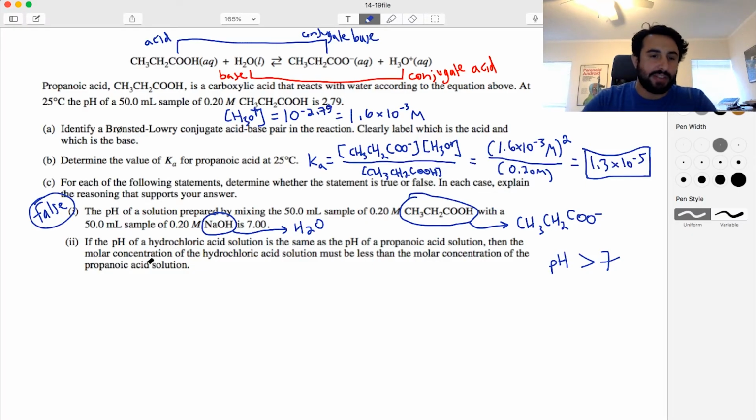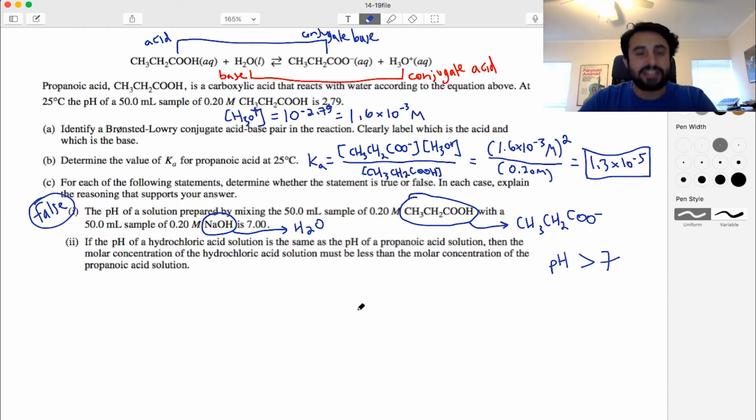Now, the second statement: if the pH of a hydrochloric acid solution is the same as the pH of a propanoic acid solution, then the molar concentration of the hydrochloric acid solution must be less than the molar concentration of the propanoic acid solution. So we have a hydrochloric acid solution and a propanoic acid solution, and they have the same pH, which means they have the same hydronium concentration. What does that tell us about the molarity of those solutions?